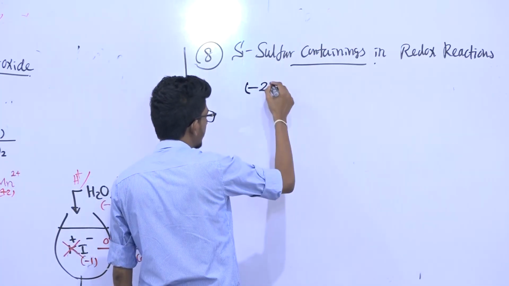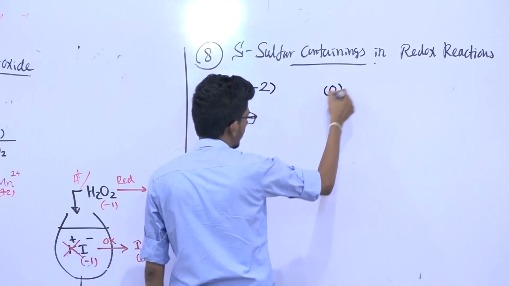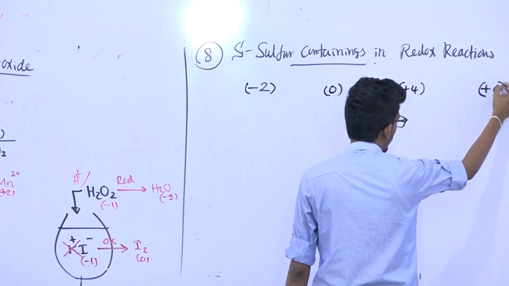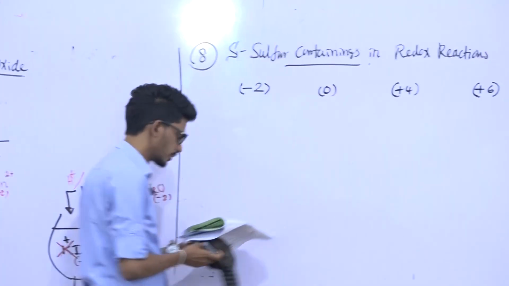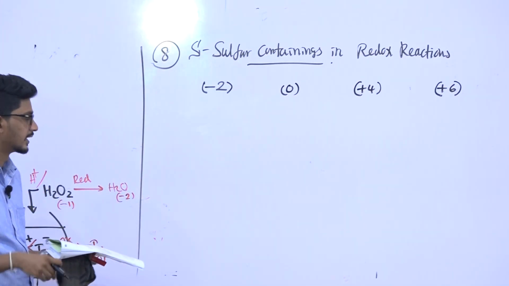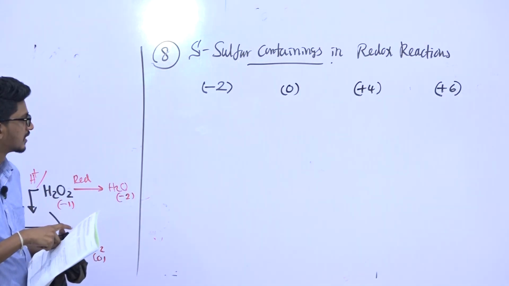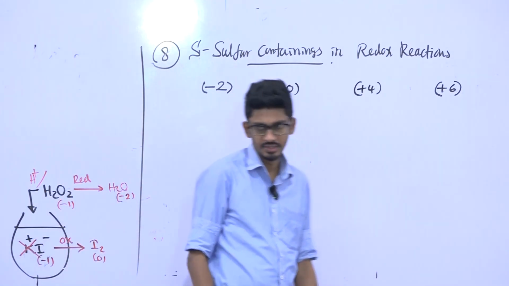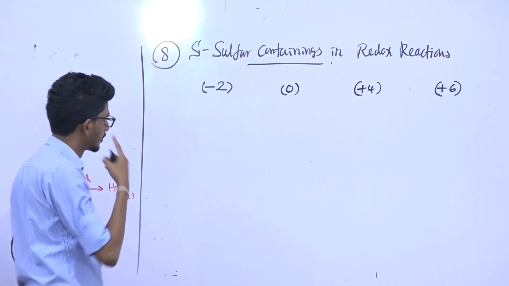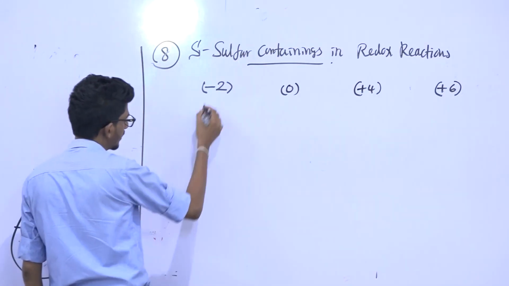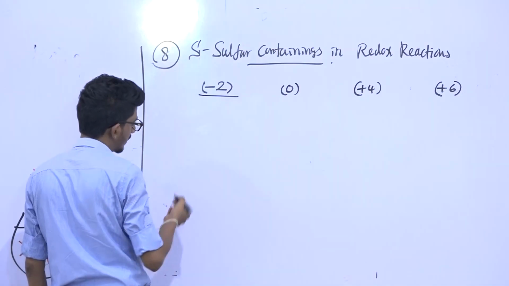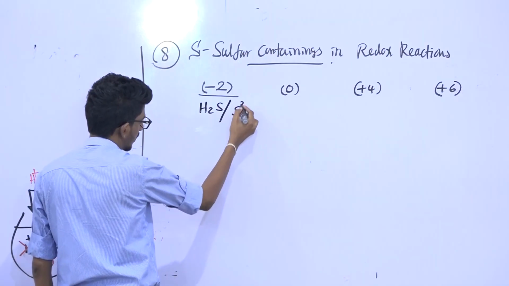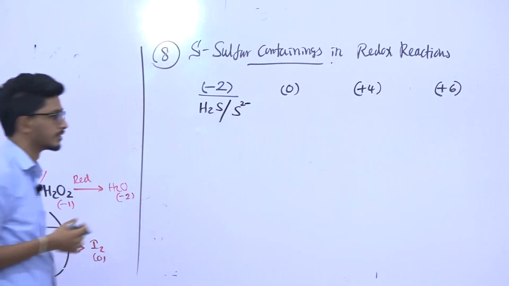So we have -2, 0, which is elemental sulfur, +4 and +6. +2 is also there as an average for sulfur, but it is not much involved in chemical calculations, so I am not going to consider +2. With the -2 oxidation state, the chemical species available for sulfur are H2S or the S2- ion.